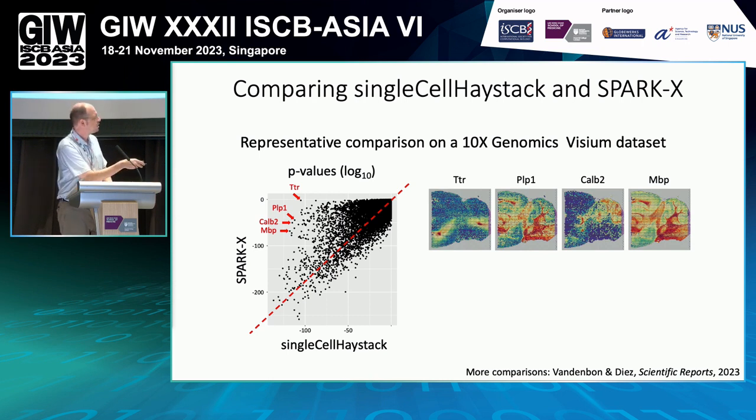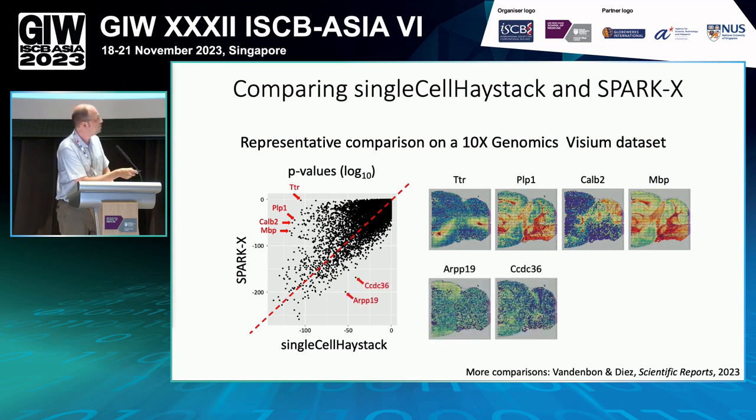On the other hand, this side of the plot is rather empty, but there are 2 genes here that get a high score according to SparkX, but not so much according to Haystack. And again, it's subjective, but I think these expression patterns are not so striking, let's say. So I hope I can say that maybe our method is more sensitive.